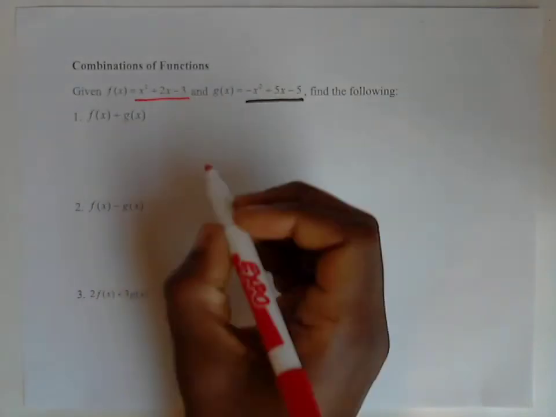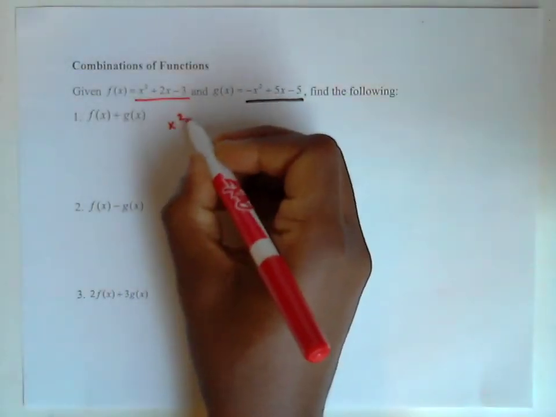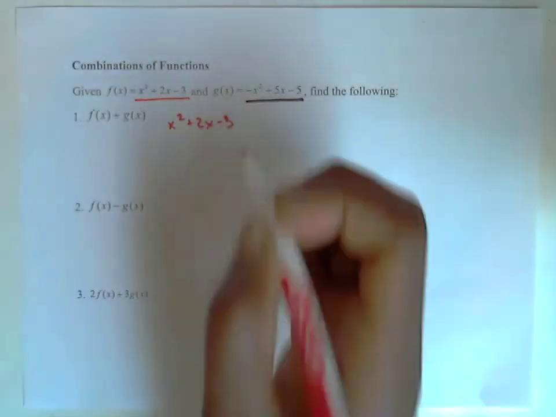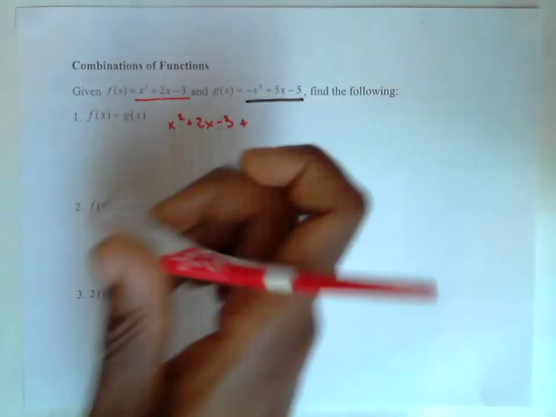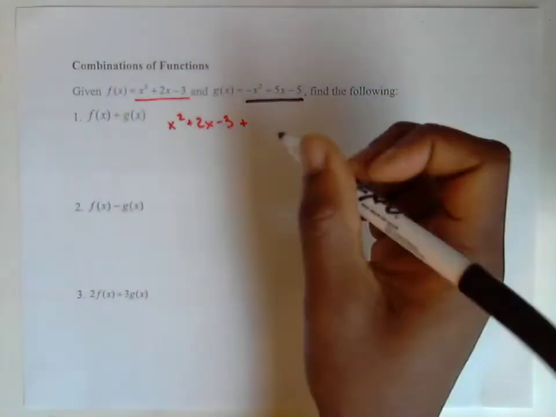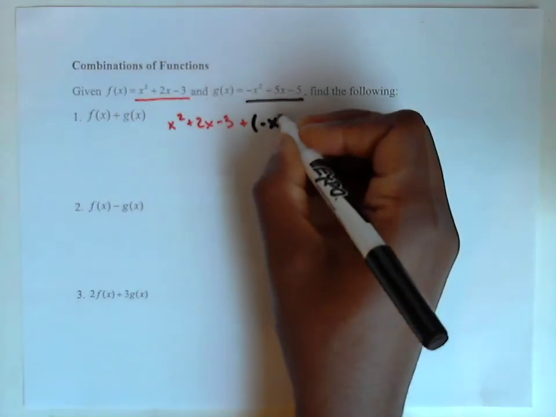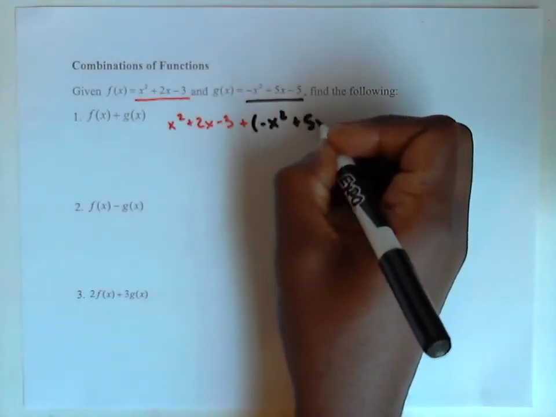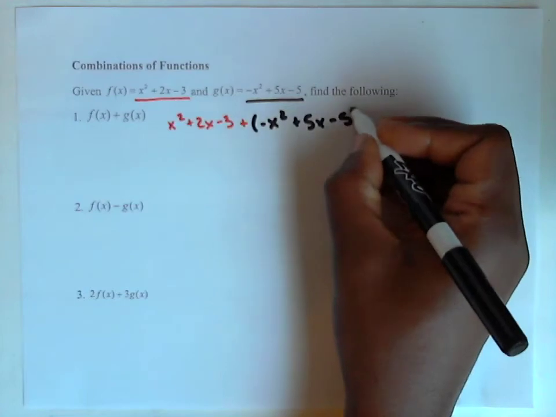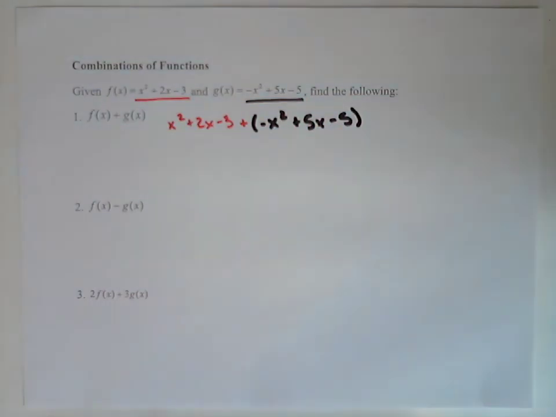So I'll write out my f of x, x squared plus 2x minus 3 in red, and then I'll add my g of x value, negative x squared plus 5x minus 5. Now I've got my parentheses around that because I have to make sure that I add in the entirety of g of x. Since my g of x isn't being multiplied by anything, right away I can do away with my parentheses and start adding like terms.